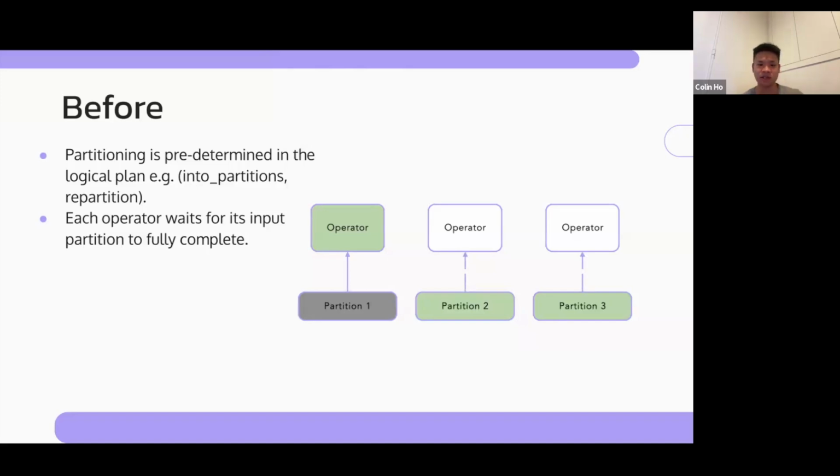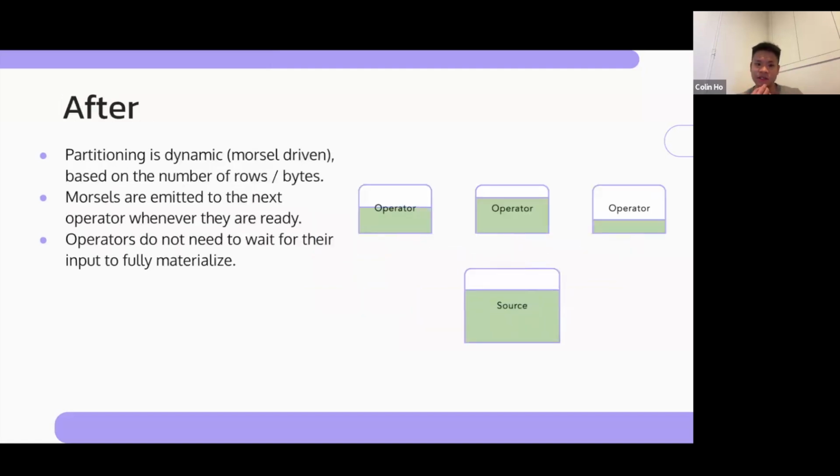And additionally, each operator will wait for its input partition to fully complete. So for example, if you're reading one single file and you had a lot of downstream operations like filters, projects, or aggregations, your entire file will be fully materialized into memory before any of its downstream operators even start. And this can cause inefficient memory usage, because we actually want to run those downstream operators whenever we receive chunks of data. And so that's the rationale behind the new streaming engine.